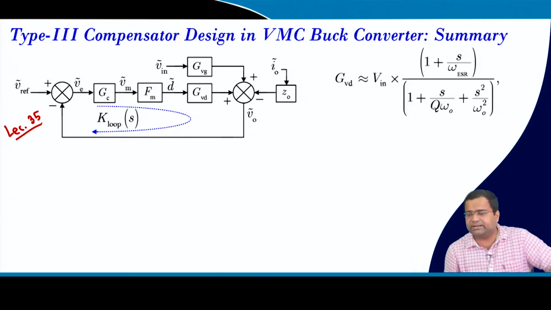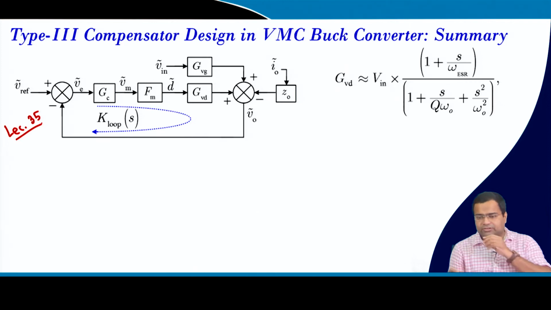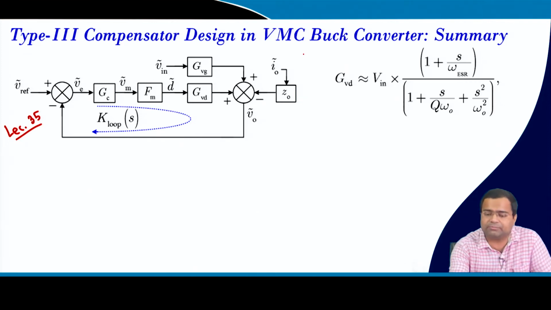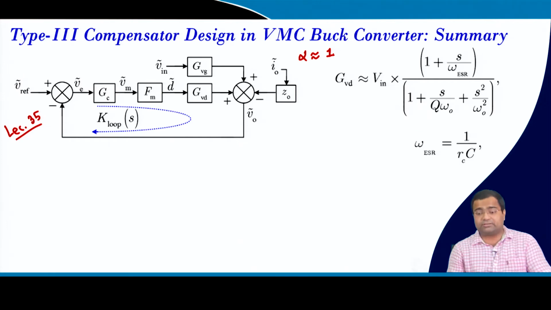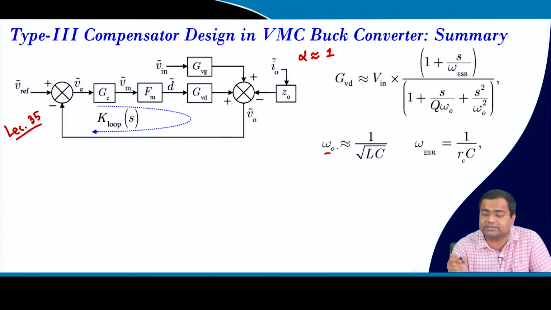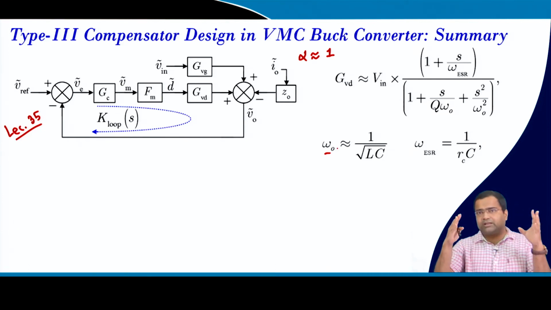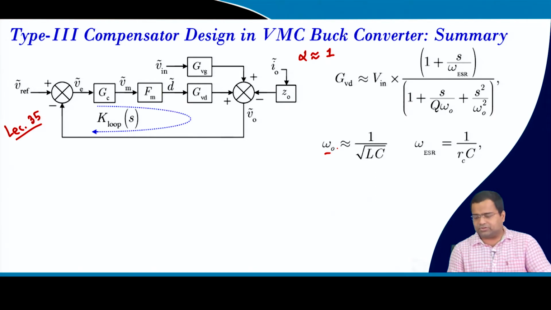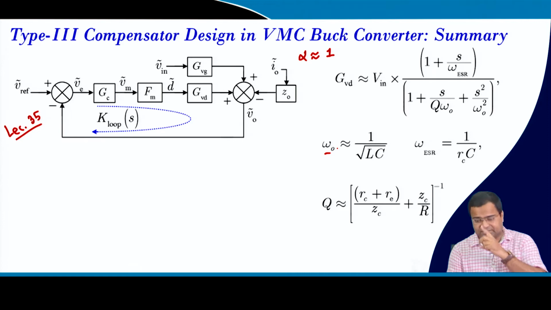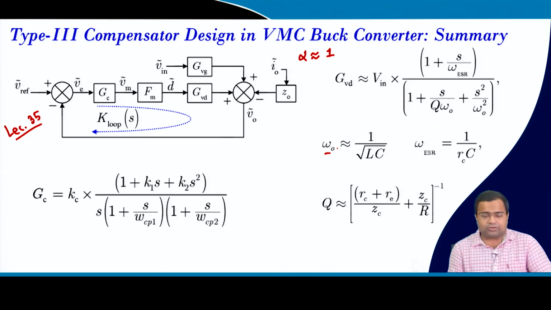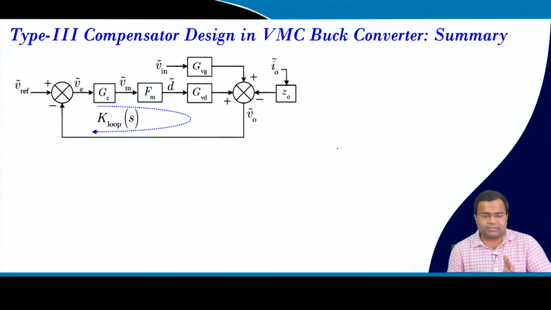So, here the GVD is given, and if you consider alpha to be almost equal to 1, then it is simplified to the ESR zero. And if we take omega 0 to be 1 by square root of LC, because R plus RC by R plus RL, RE are more or less the same, we have approximated that, and we have discussed the Q factor also. So, this is the transfer function, and we need a type 3 compensator, that we have discussed.